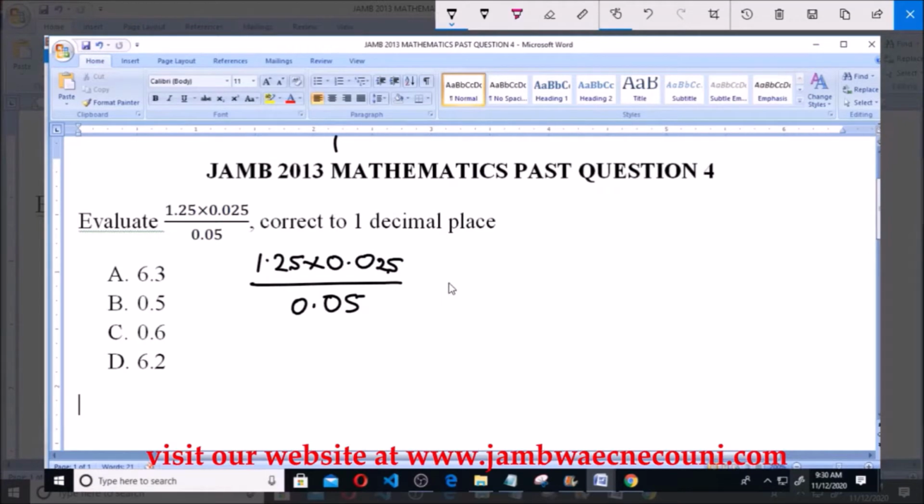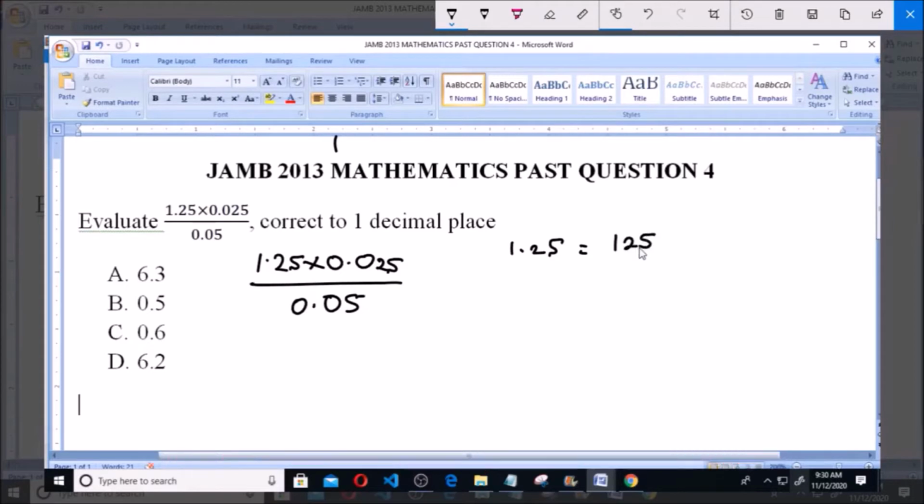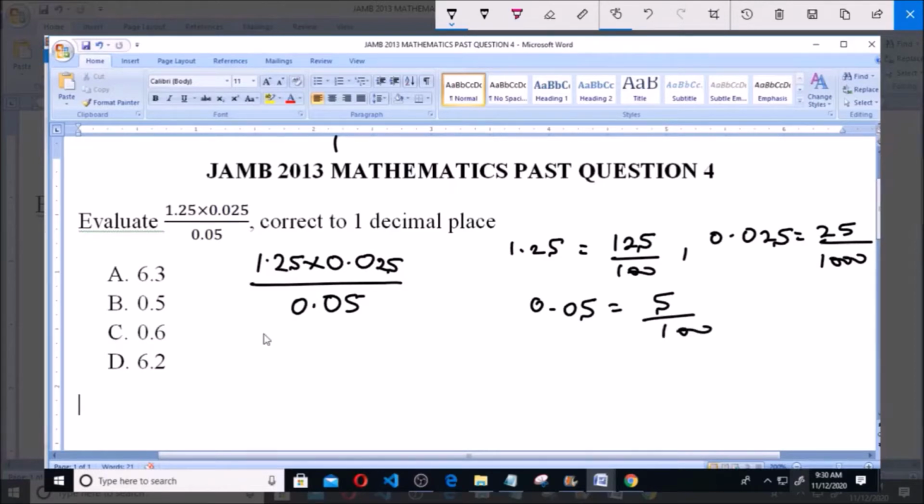Now 1.25 can be written as 125 all over 100. Then 0.025 can be written as 25 all over 1000, and then 0.05 can be written as 5 all over 100. So now this simply means we have 125 over 100 multiplied by 25 over 1000, all over 5 over 100.